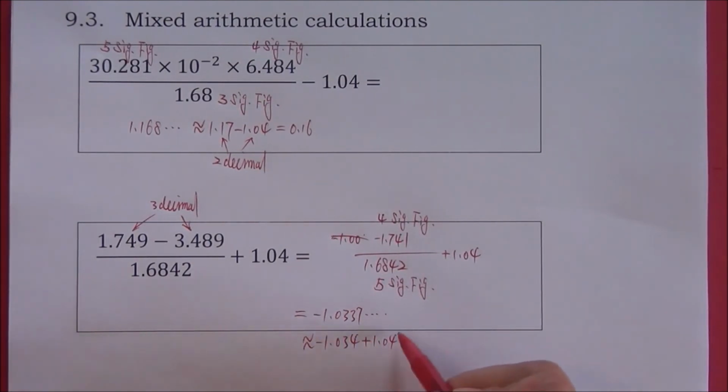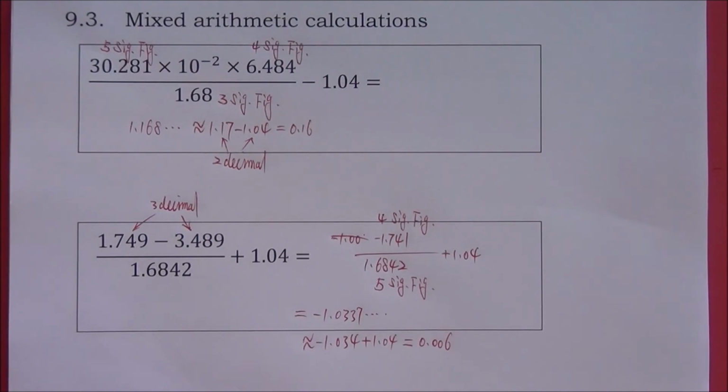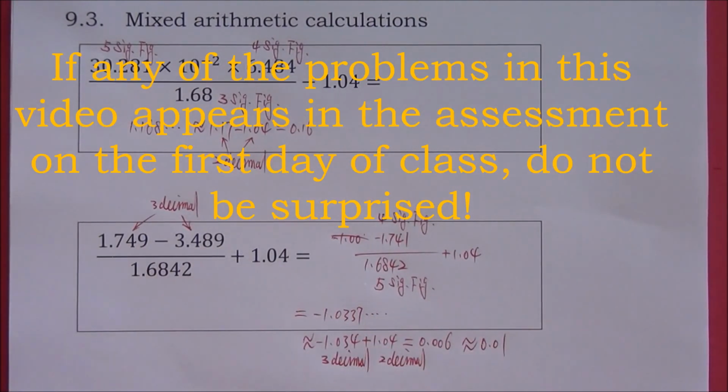If we plug these two numbers into a calculator, we get 0.006. The rule says the final answer should have the least number of decimal places as the numbers we try to add together. This number has 1, 2, 3 decimal places. This number has 1, 2 decimal places. According to the rule we just learned, the answer should have 2 decimal places. Therefore, the final answer is 0.01.